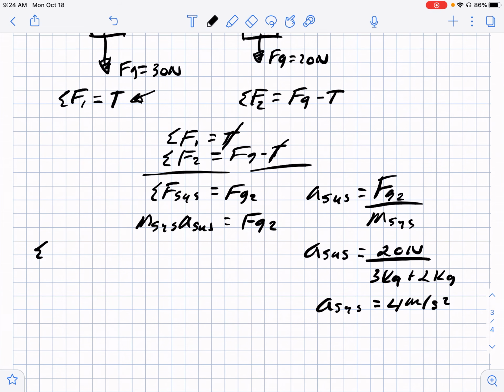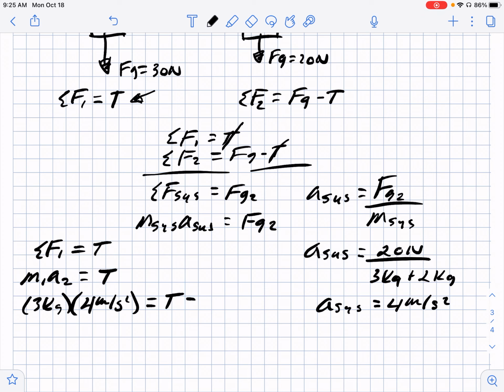So let's rewrite that. We have net force of object 1 is equal to tension. We'll go ahead and substitute Newton's second law. The mass of object 1 was 3 kilograms. The acceleration of that is 4 meters per second squared. So your tension is just going to equal 12 newtons. Now again, we could solve for this by using our net force equation up here, and we would still get 12 newtons. Okay, so it doesn't matter which one of these two that we go back to, just usually go and pick the one that you can solve faster.